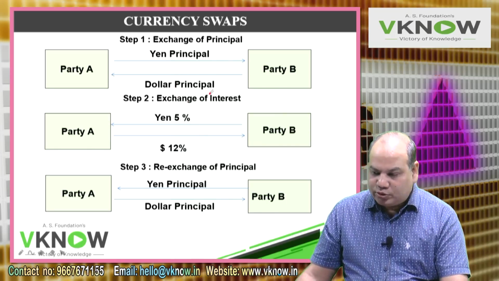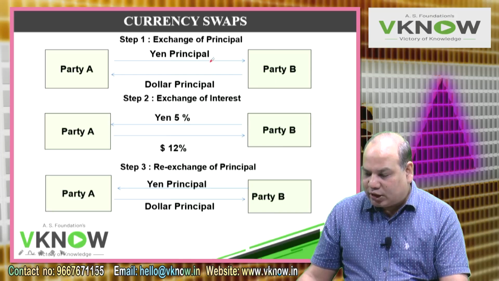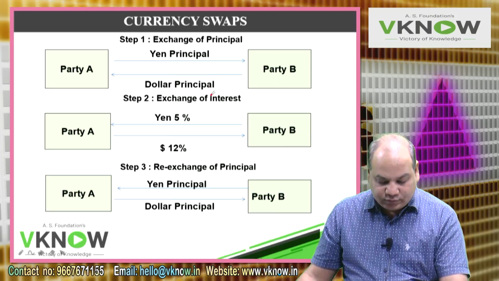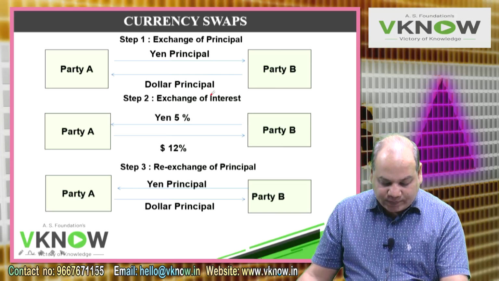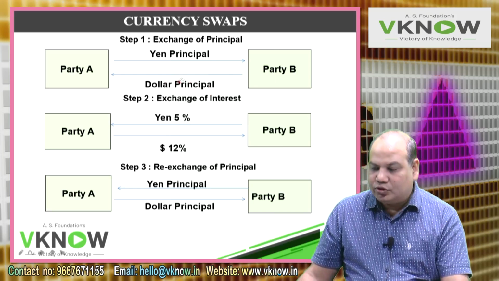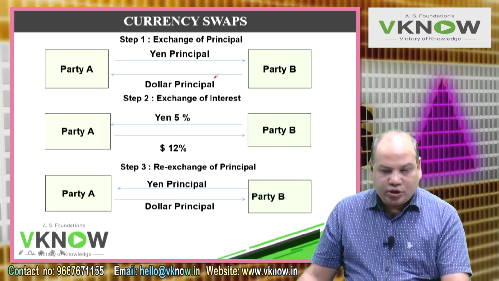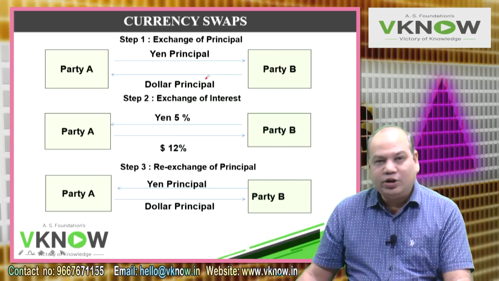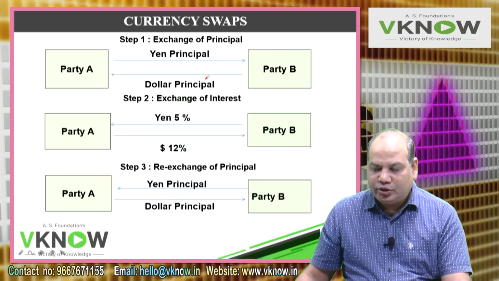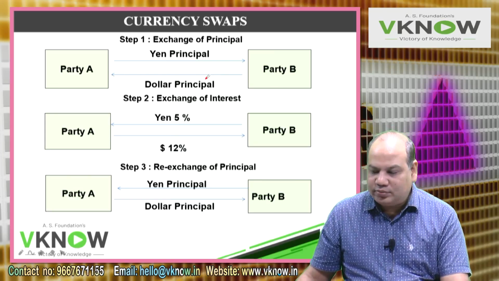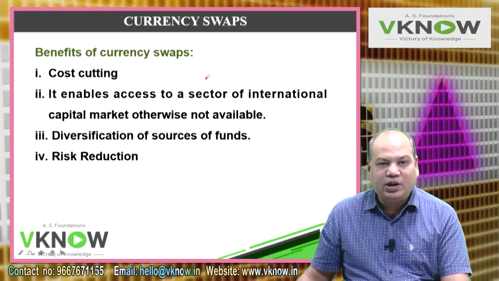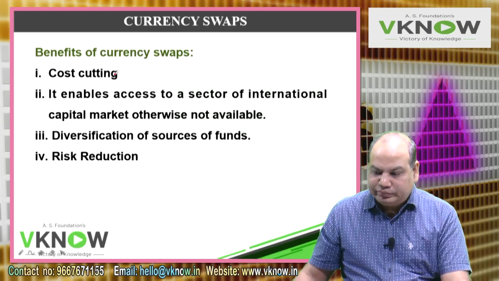It's printed in your book. Just ensure that these arrows are properly drawn there. If something is not drawn, then you can just mention there. So this is the currency swap diagram. In the exam, when you write a note on currency swap, first write the meaning and then you draw this diagram, and after that you write the benefits of currency swap.